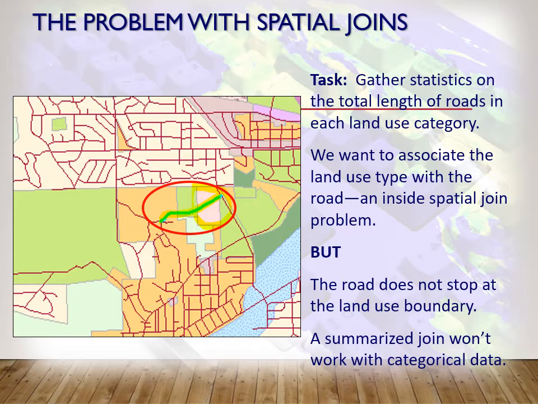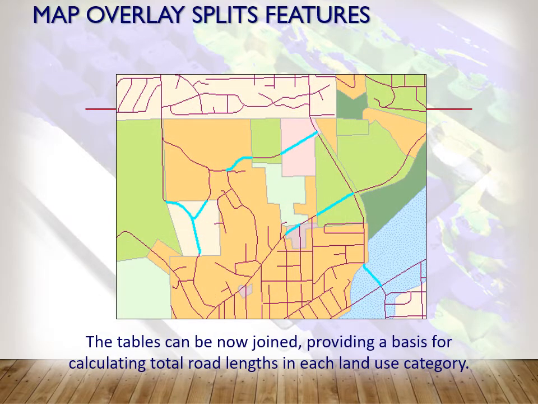That's where geoprocessing comes into play. Map overlays split these features. So let's say we're doing an intersect, which we'll talk about in a little bit. When we intersect roads with these land parcels, it cuts each road based off the boundaries of land parcels. Now we can get the total length just within each parcel. It's very powerful.